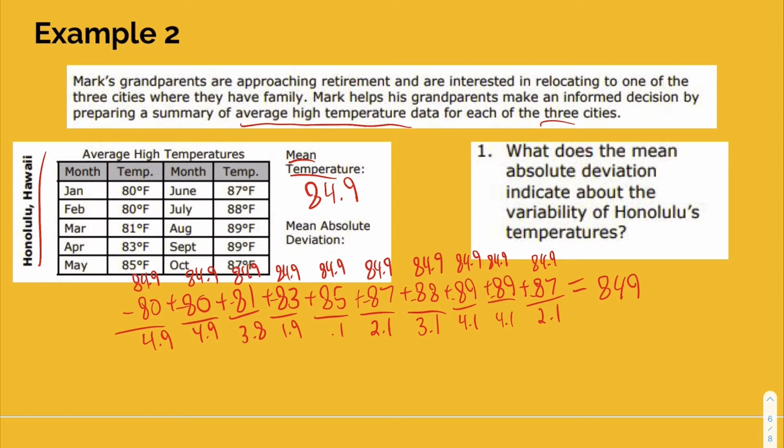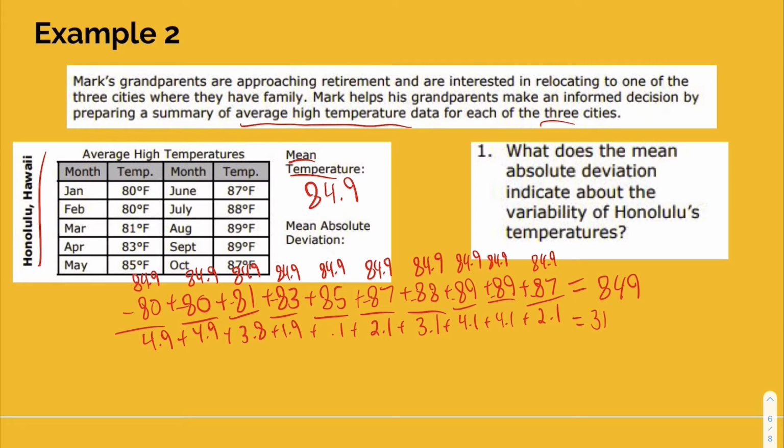Okay, those are all of my distances. Notice that they are all positive. Whatever you would have gotten when you did that subtraction step, make sure that the answer is positive. Once you have all those positive distances, you're going to add them all together and find out what it's equal to. We're adding together 4.9 plus 4.9 plus 3.8. The number I get is 31.1.